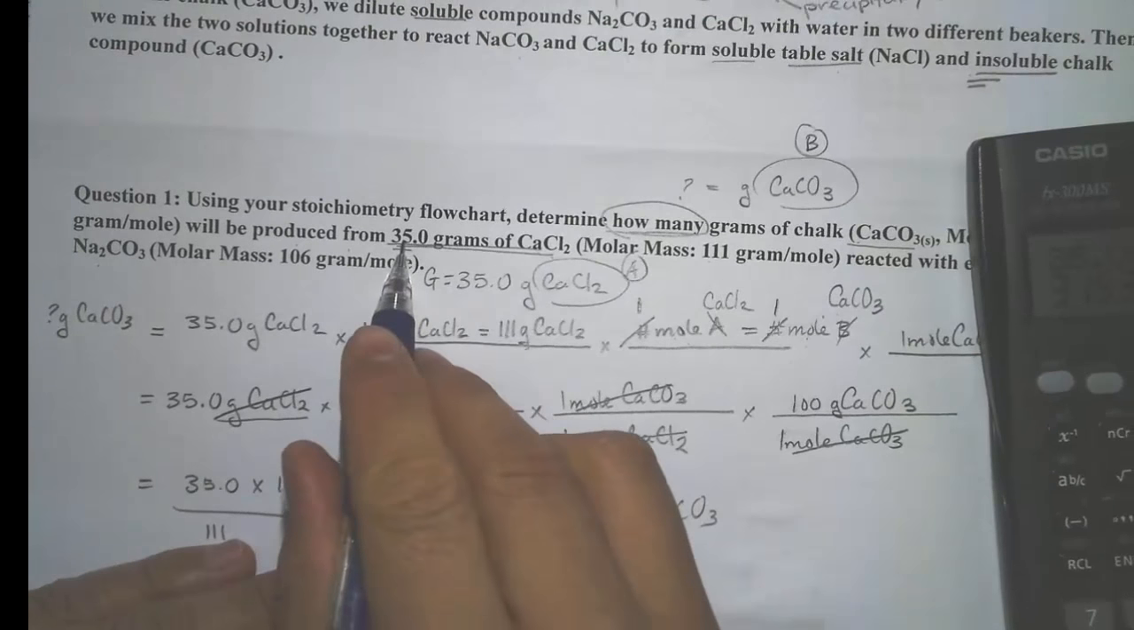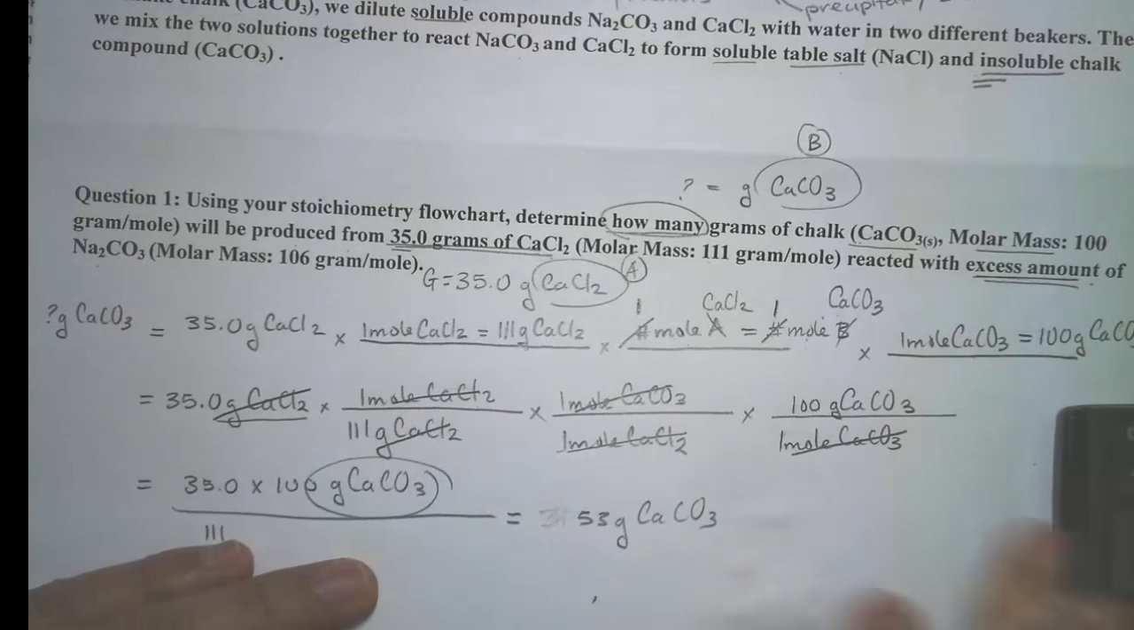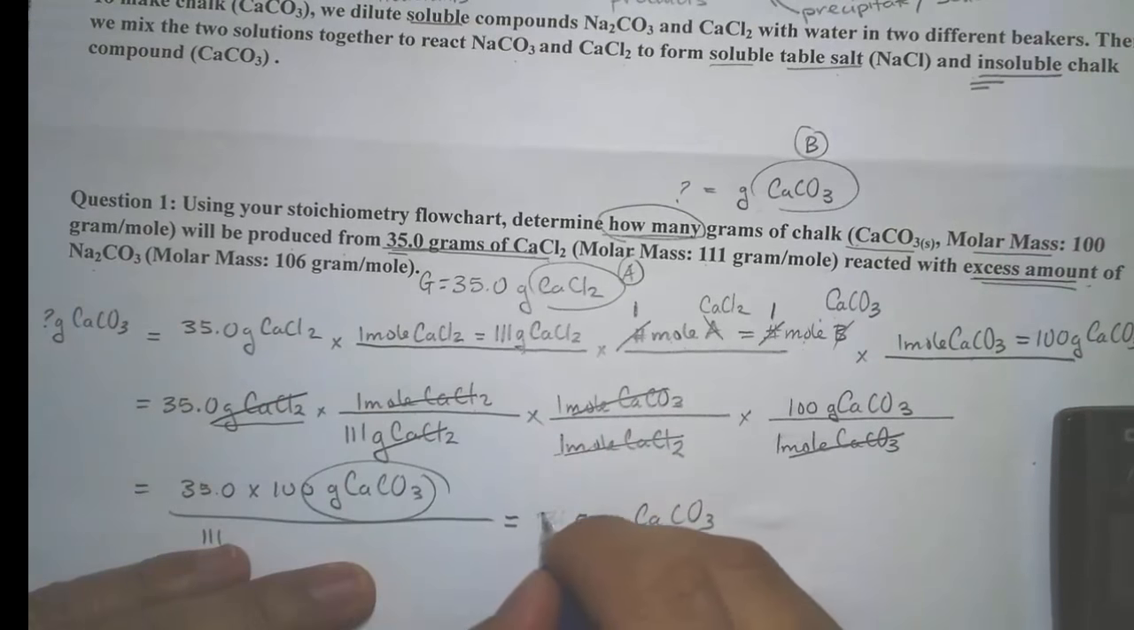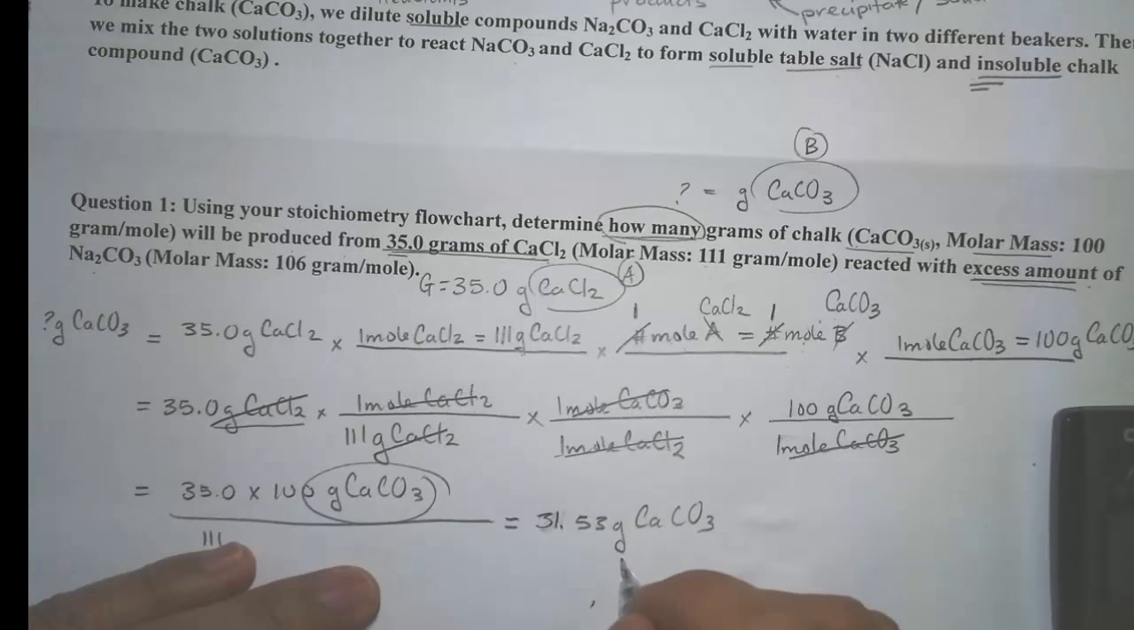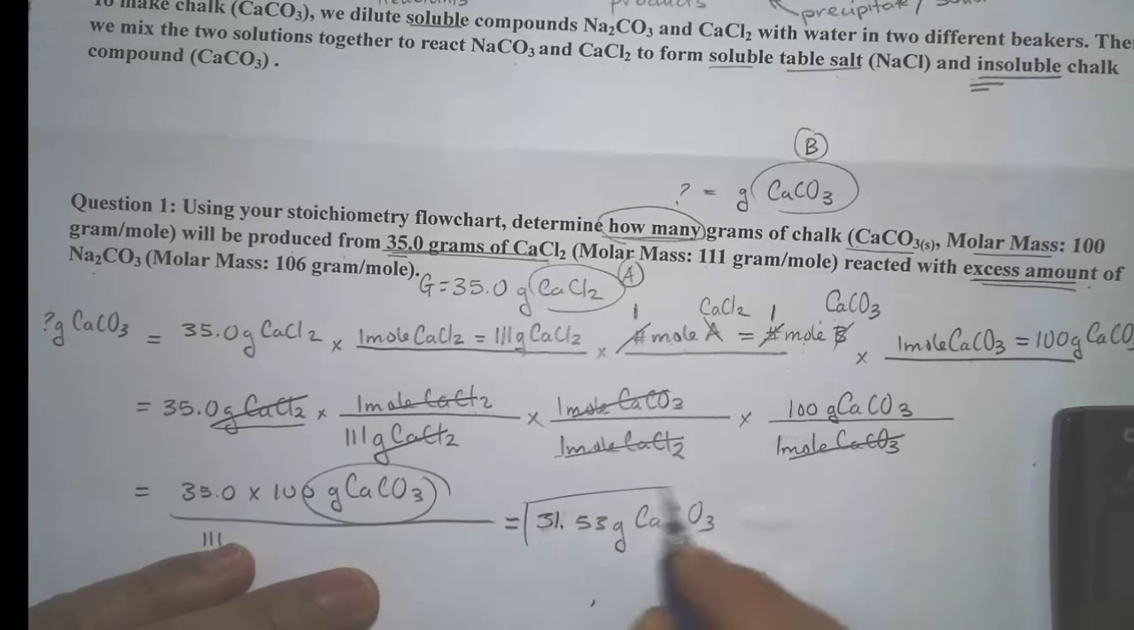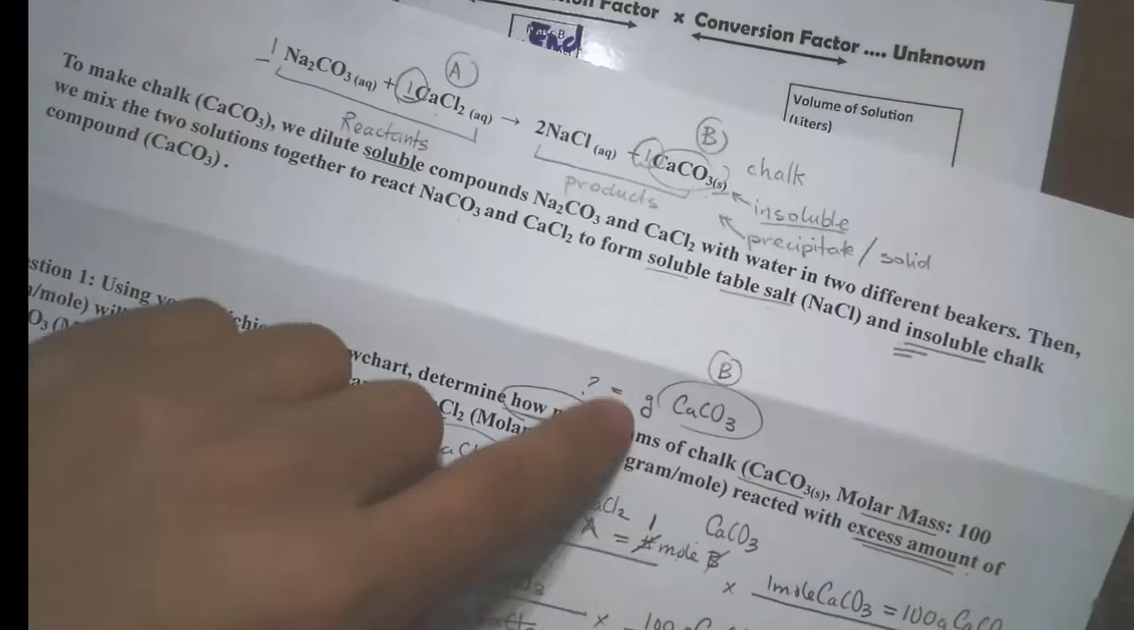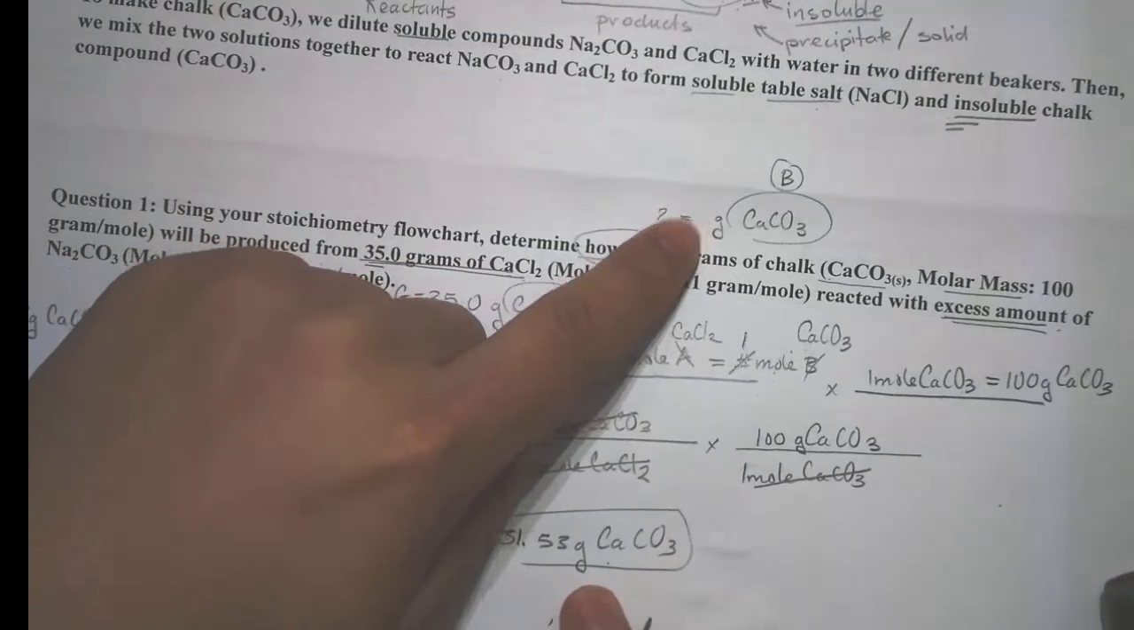So if you have 35 grams of calcium chloride and treat it with an excess amount of sodium carbonate, you would produce 31.53 grams of calcium carbonate, or chalk. So this is what we are looking for, okay? See how that works. Now let's prove it to you.